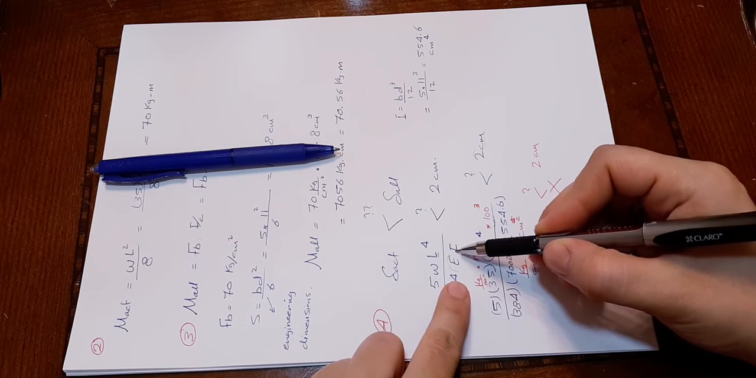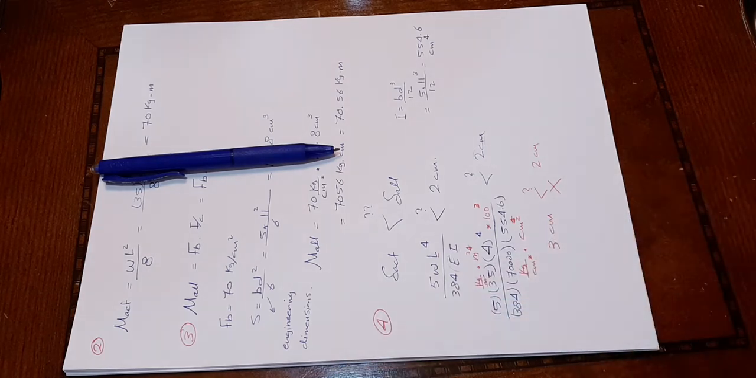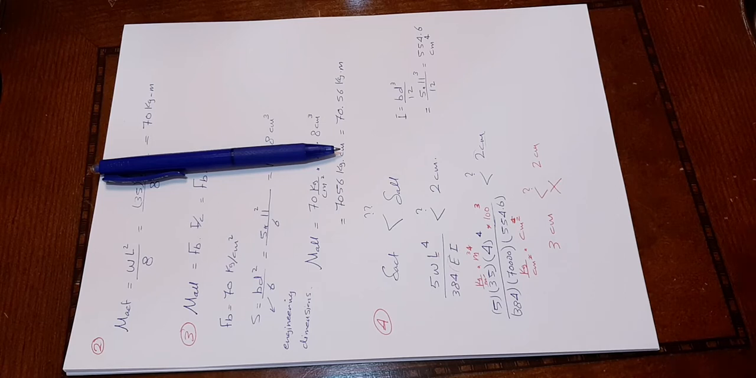Now if this value will increase, surely the actual deflection will decrease. So as an engineer, how can I solve this problem? It is simple. If the cross section of this beam is not suitable for the deflection, or if we have a problem due to the deflection, we can change the dimensions, for example.